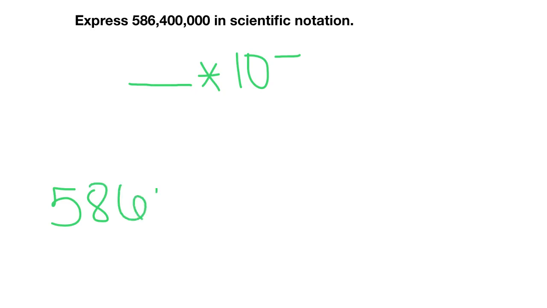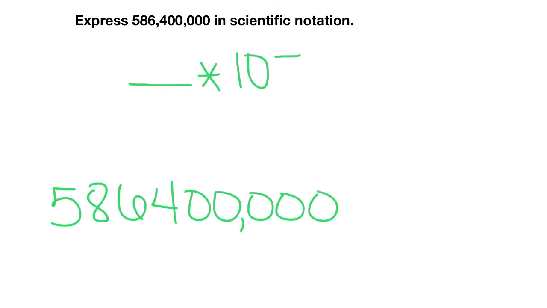Let's do one more. Let's express 586,400,000 in scientific notation. If we're putting this in scientific notation, we need a number that is greater than 1 but less than 10. And it needs to be multiplied by a power of 10. My decimal has to be placed somewhere in my number so that I have a number that is less than 10. So let's look at our number.